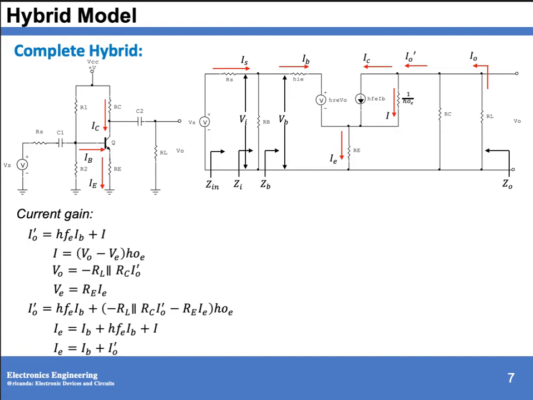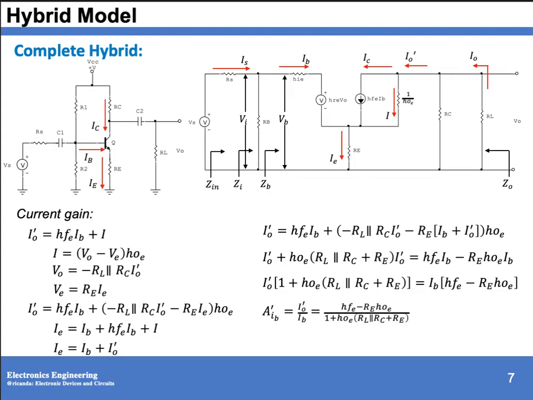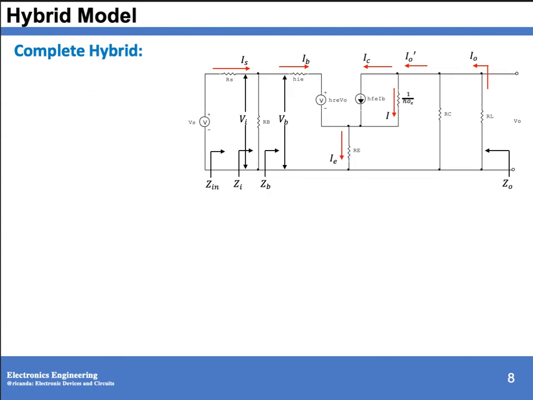Then substituting this IE to your equation for IO prime, then combining all IO prime to the left side, then we have to get the ratio between IO prime and IB, and we call this one the current gain prime IB. So for the current gain prime IB, we have this equation. Since our current input is IS, so we have AIS, or IO over IS.